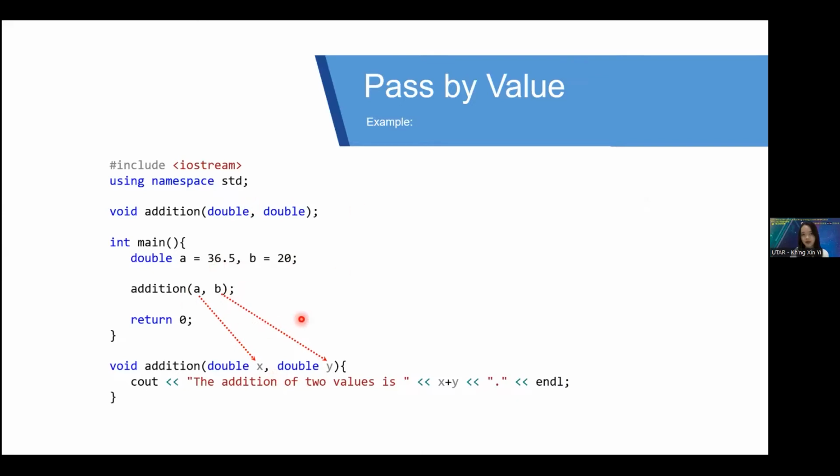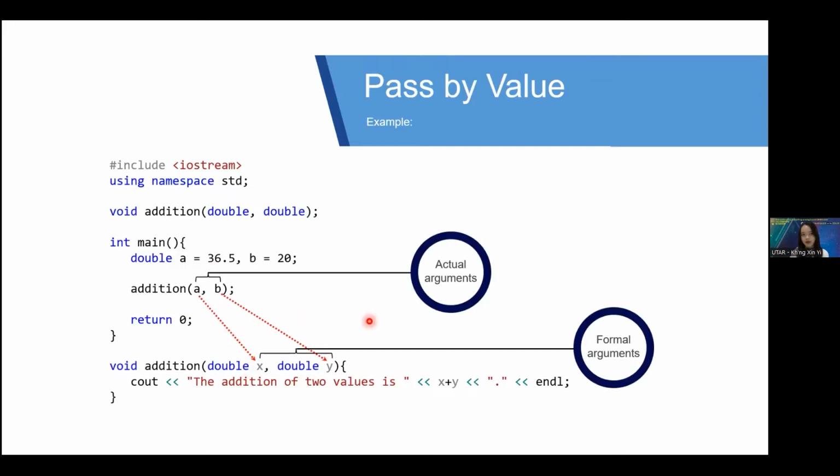We pass down A and B, which is 36.5, to X and 20, to Y, the second argument here. So actually this is what we call the pass by value technique. We can see that we just focus on passing down the values, 36.5 to X, 20 to Y here. So there are 2 new concept names here that I want you to remember.